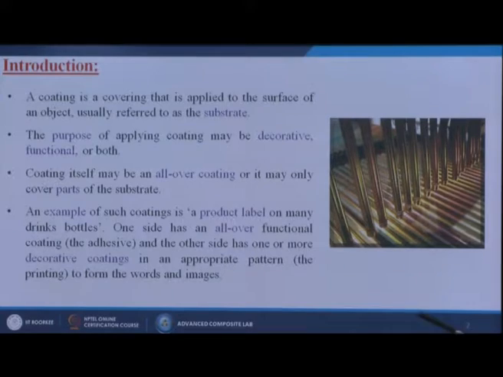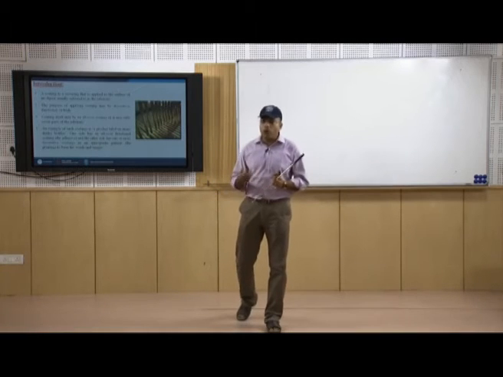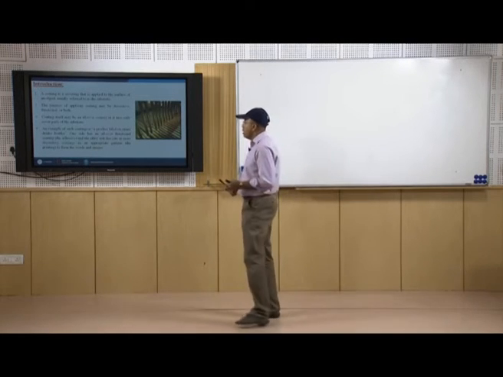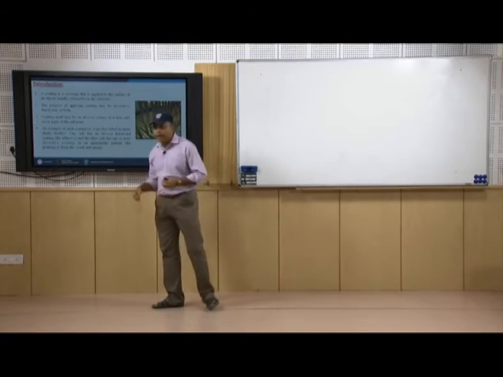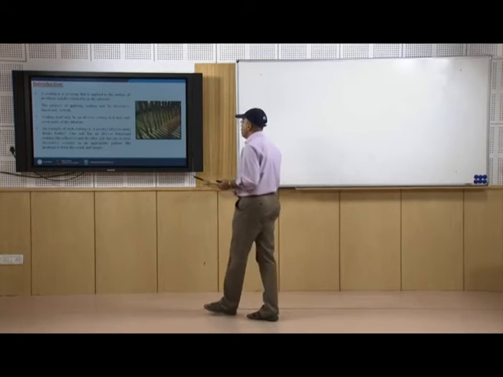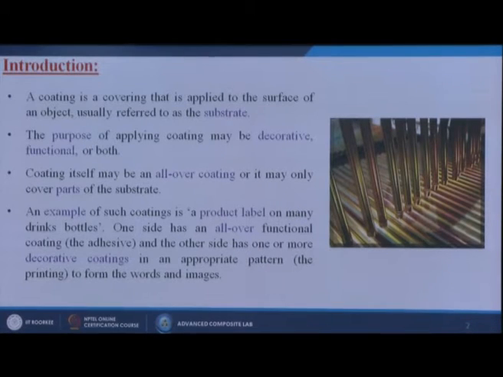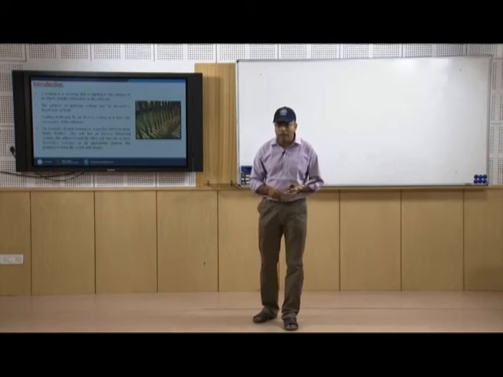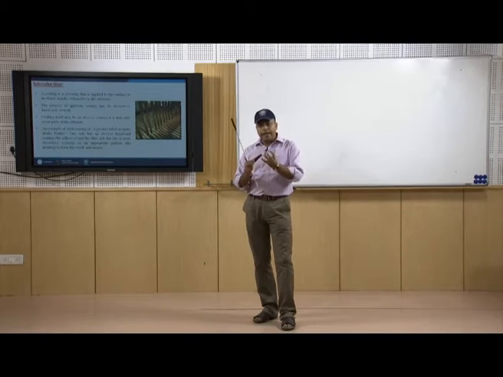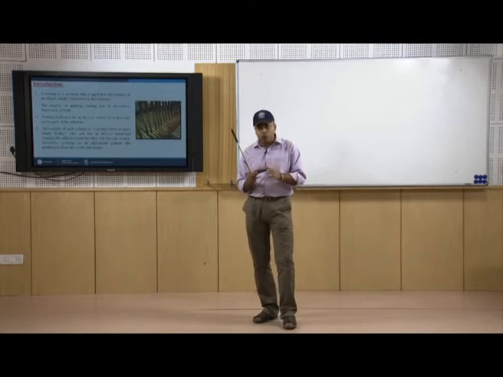Decorative means it should look more attractive, or we have to make it more lucrative. Sometimes it is functional, that means it can enhance mechanical, chemical or thermal properties, or both. A coating itself may be an all-over coating or it may only cover parts of the substrate. Depending upon the applications and uses, either we can coat the entire surface or any specific surface which we want. So we can coat that particular surface too.